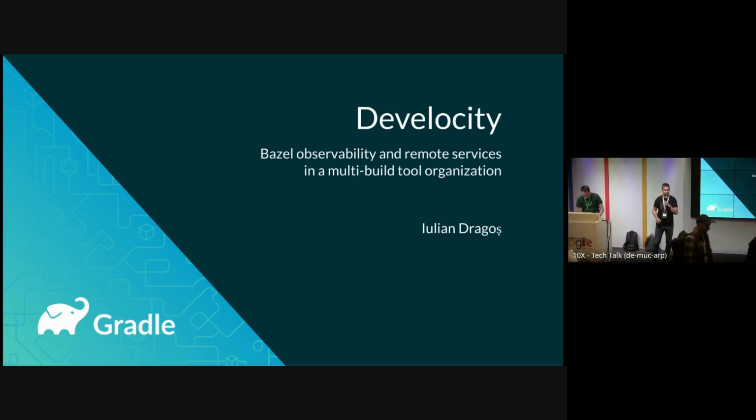My name is Iulian Dragos. Perhaps surprisingly, as you see on the slide, I work at Gradle. By the end of this talk, I hope it's going to be a bit less surprising, because I'm here to talk about Develocity, which is our enterprise product and platform for build observability and remote services. The interesting characteristic of this product is that it supports several build tools, not just Bazel, and of course, not just Gradle.